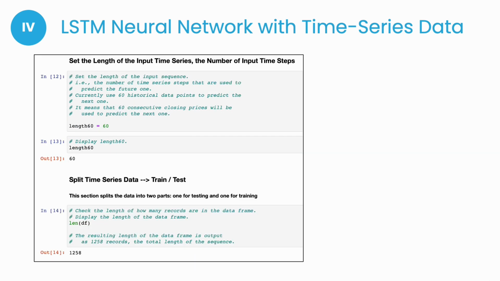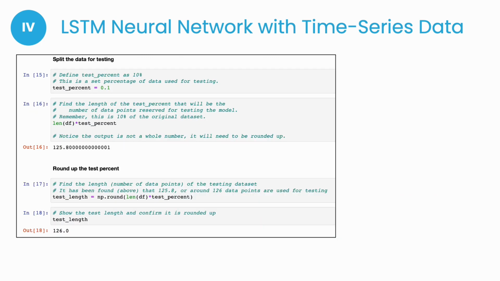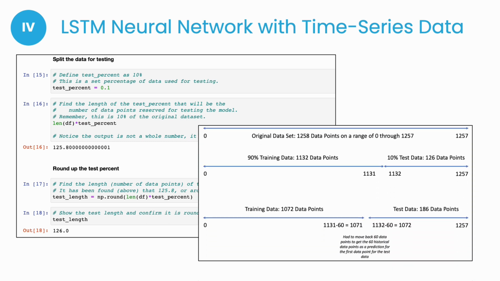Then I set the length as 60 and identified the length of the dataset as 1,258. That's on a range of 0 to 1,257. Next was splitting 10% of the data for testing. That was 125.8 rounded to 126.